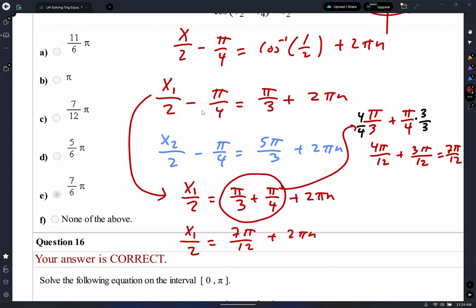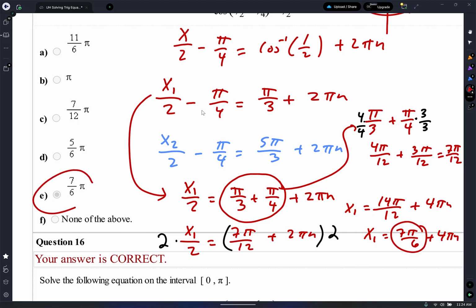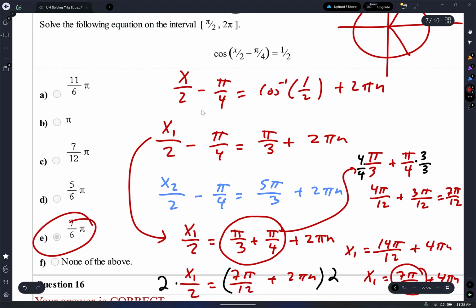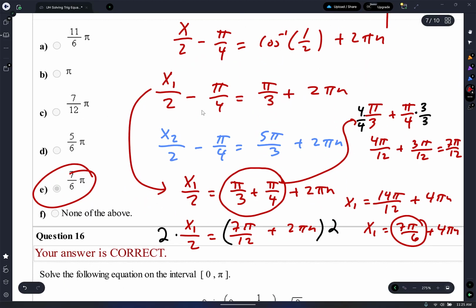Last move. How do I get x1 by itself? Times 2, times 2. So now I have x1 equals 14 pi over 12 plus 4 pi n. It's going to reduce. And then I reduce that. So x1 equals 7 pi over 6 plus 4 pi n. Notice that 7 pi over 6 is in there, and it's that answer. I guess when you do the other equation, it's going to be a number outside the domain. Cool or not cool?